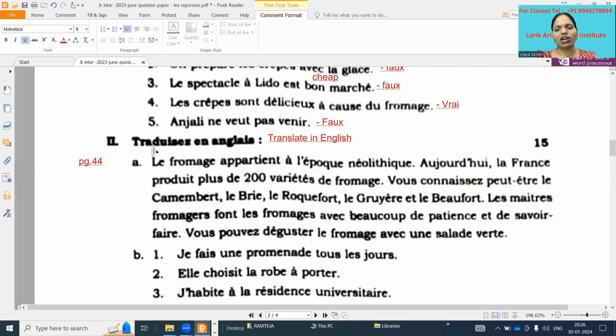This one, who can give the translation? Kaushal, give the translation of this one. Le fromage appartient à l'époque néolithique. The cheese comes from the Neolithic period. The cheese belongs to the Neolithic period.